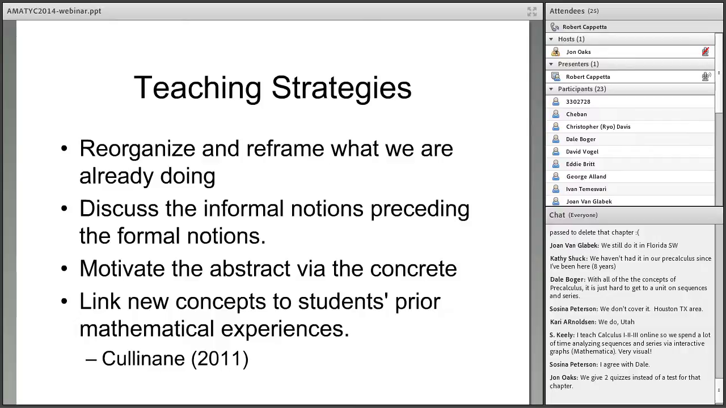I believe we need to take advantage of those informal notions. We need to build from the informal notions and then develop the formal notions. And frankly, that's how it worked historically. So I think we're on good ground going that way.